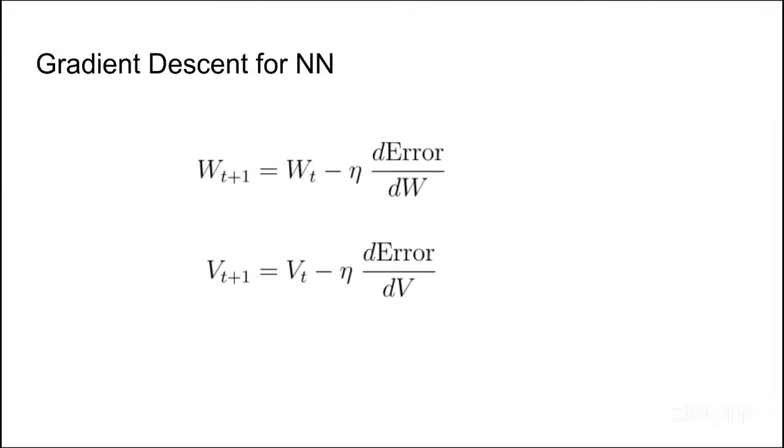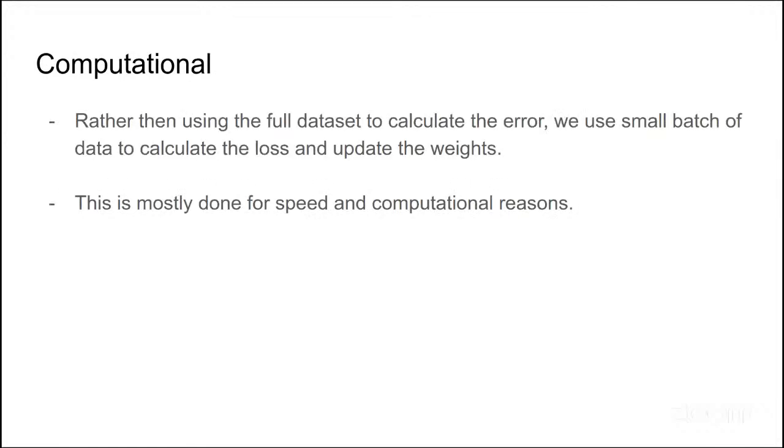And that's how you train your neural network. You train your neural network such that the weights become such that the error becomes minimum, and that's how you train your neural network. That's the entire idea of how you train your neural network, how you update your weights such that the error becomes minimum. Now there are some computational things that we need to look into.